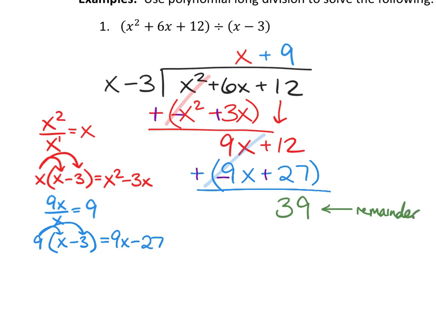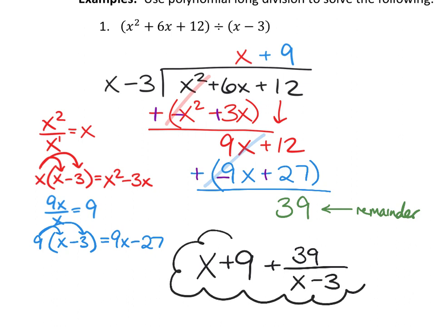So to write my final answer, I'm going to take the stuff on the top, x plus 9, and add the remainder. This would become the stuff from the top, x plus 9, plus the remainder divided by the divisor, which in a polynomial is not a number. The divisor is the stuff on the outside of the house. Stuff on the outside of the house was x minus 3. The steps are the exact same from numbers to polynomials. It's only harder because we're using polynomials.